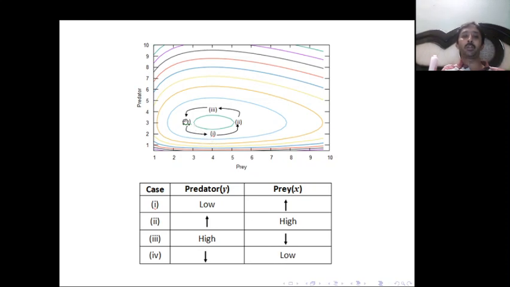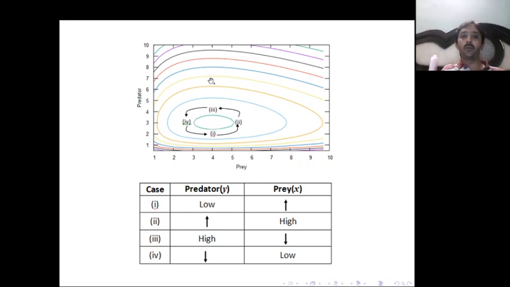Because the population of the rabbits is low, the population of foxes also starts decreasing, and it will come back to this particular position 1, case 1, and it repeats once again. So this particular pattern is going to go on and on for any period of time. And there is one more point that has to be observed.